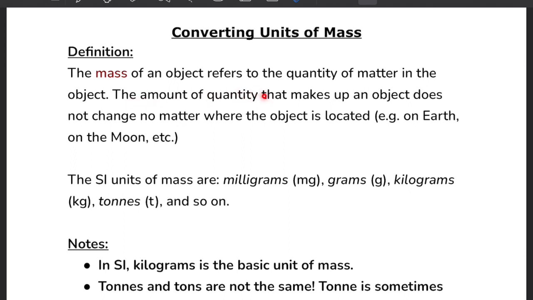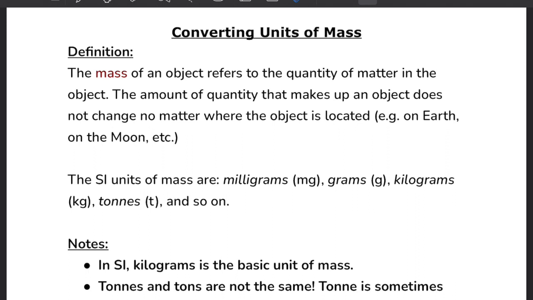The amount of matter that makes up an object does not change no matter where the object is located. The amount of material that makes up an object doesn't change wherever the object is in the world or in the universe. So the mass of, let's say, a block on Earth is equal to the same mass of the block on the moon, okay?